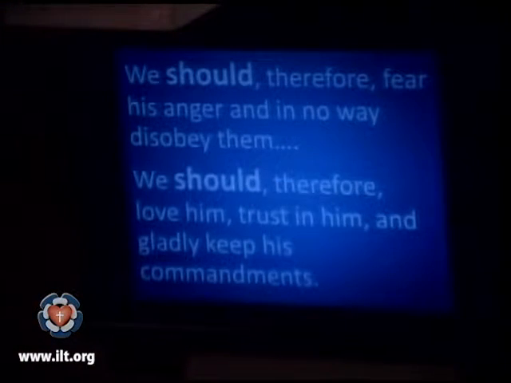And that's why the end of this class can't be the end. Because we're left with those shoulds. We should, therefore, fear his anger and punishment. I know that. How does that help me? We should therefore love him, trust him, gladly keep his commandments. I know. Give me a break here. When we're left with a should, we're left to our own devices, and we're still in the corner.